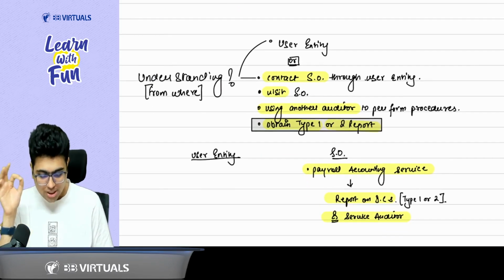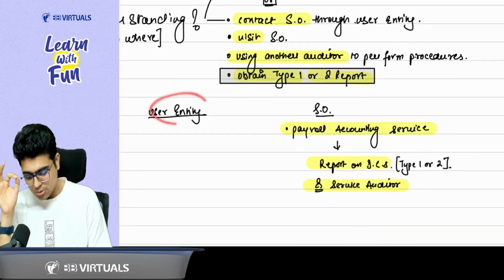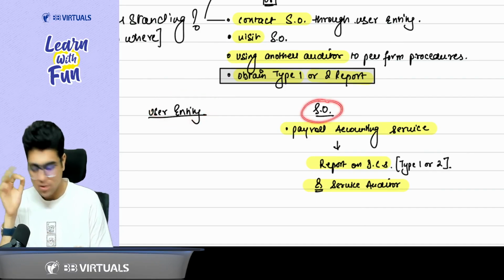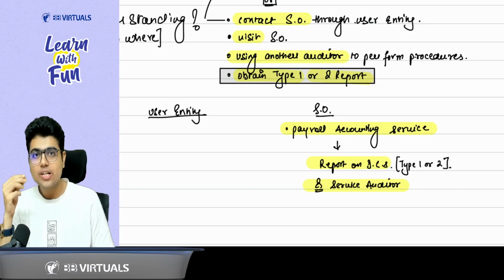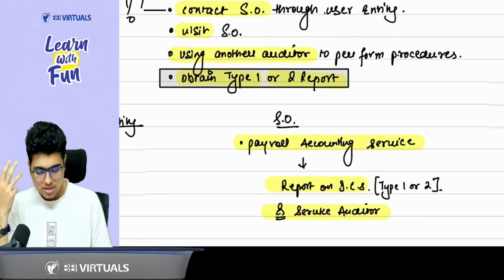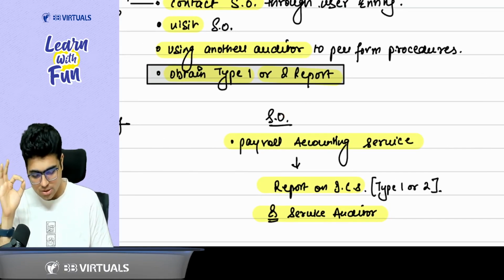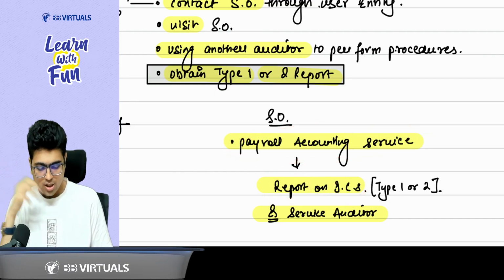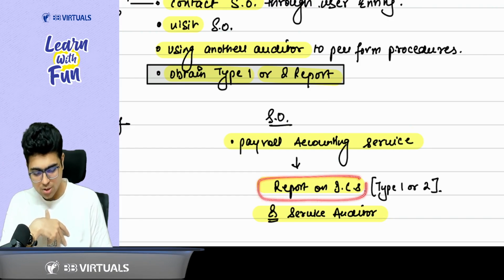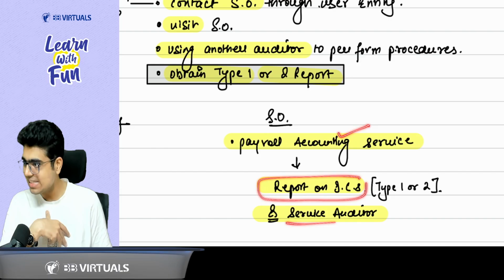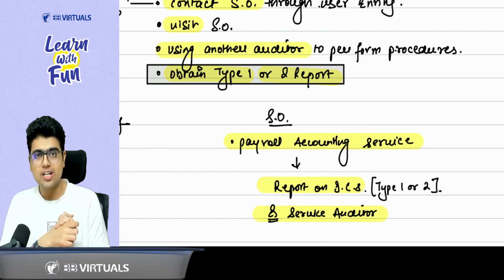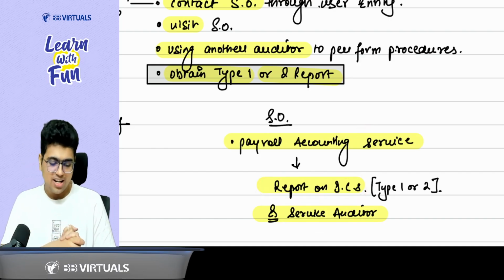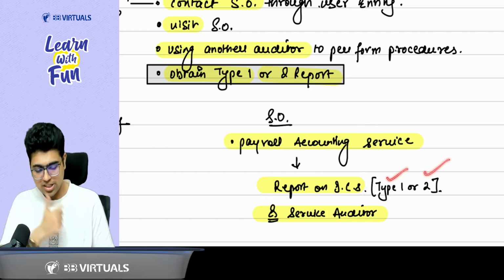Now, sir, the question is, there is a user entity, there is a service organization. This type 1 or type 2 report is related to what? The service organization is doing the payroll accounting services. We want a report on the internal controls related to this payroll accounting service. Okay, sir. So this report on the internal controls of the payroll accounting service is given by the service auditor. Now this report can be type 1 or type 2.